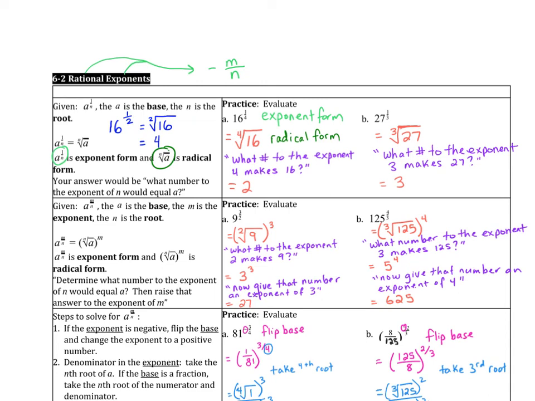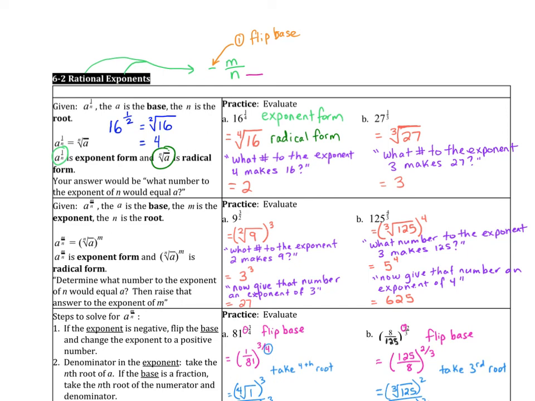So in this case, the first thing that you would do, just to make your life easier, you can do them in any order, but this just makes your life easier. So the first thing you're going to do is flip the base. It just makes your life a little bit easier to do them in this order.